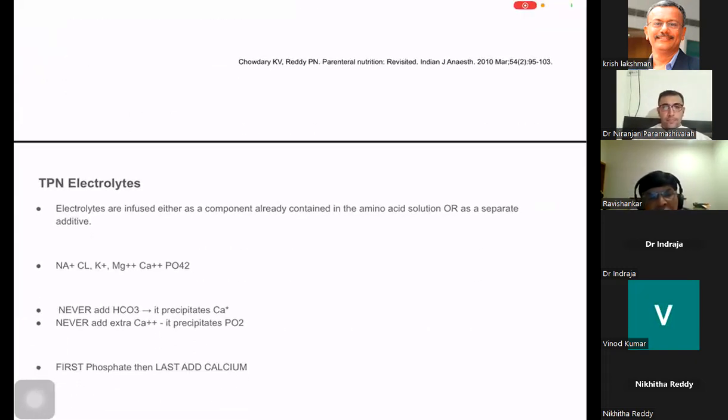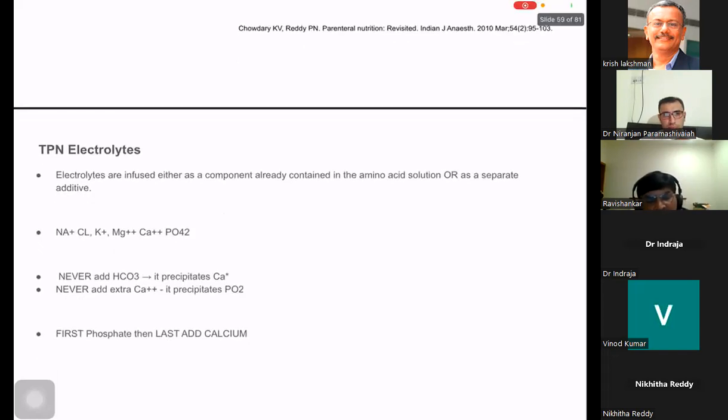TPN contains all the required electrolytes, mainly sodium, chloride, potassium, magnesium, calcium, and phosphate. Never add bicarbonate to the TPN solution as it precipitates the calcium. And never add extra calcium as it precipitates the phosphate and leads to calcium phosphate. Always start by adding the phosphate and later the calcium.